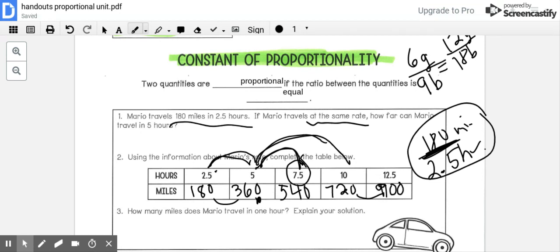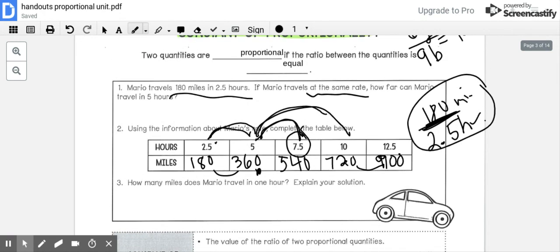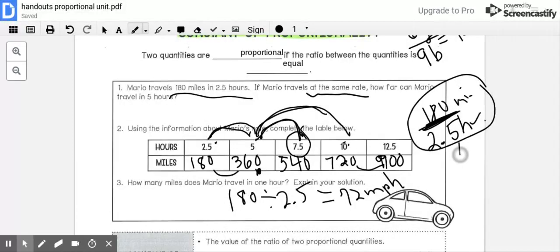So how many miles does Mario travel in 1 hour? Basically, I just explained that to you: if you do 180 and then divide it by your 2.5, that will give you 72 miles per hour. That is your unit rate per hour. So then you could literally take all these numbers and times them by 72. If I wanted to say, how far does he drive in 15 hours? You would take 15 times your unit rate of 72, and that would give you how many miles you can go in 15 hours.